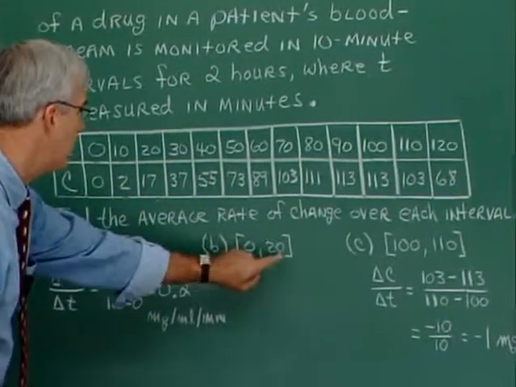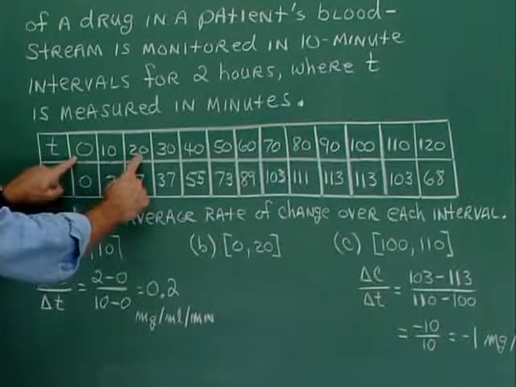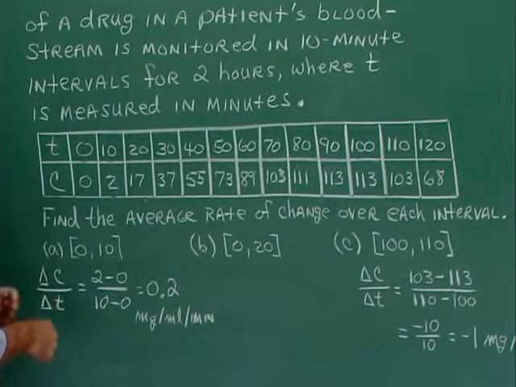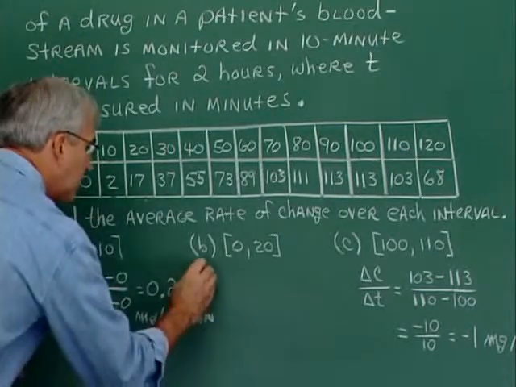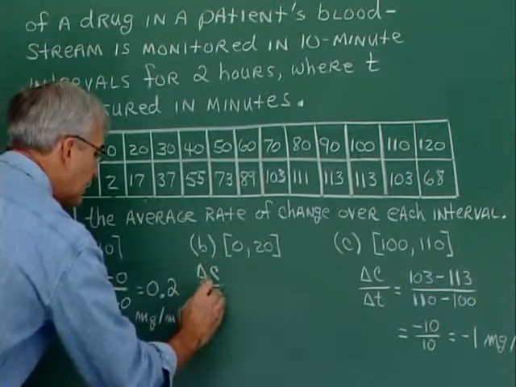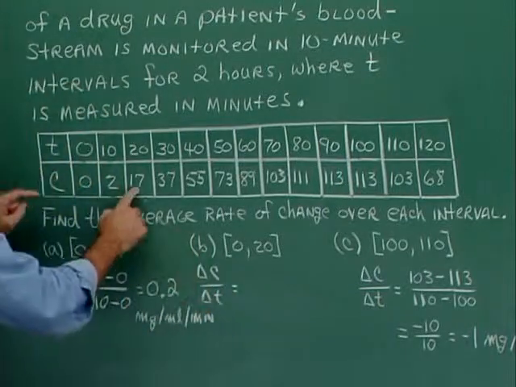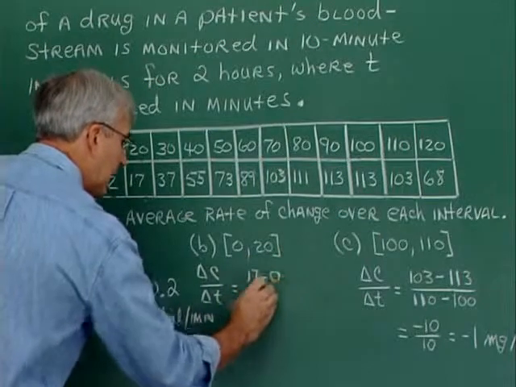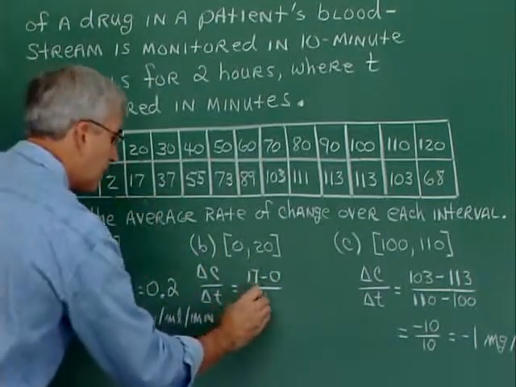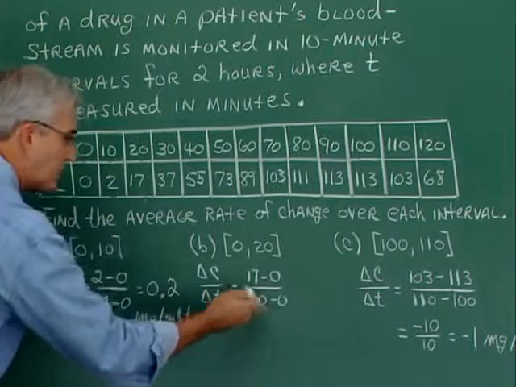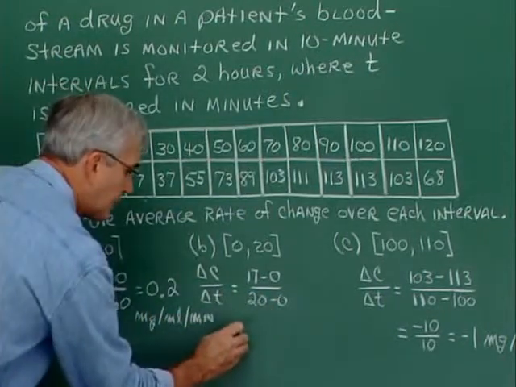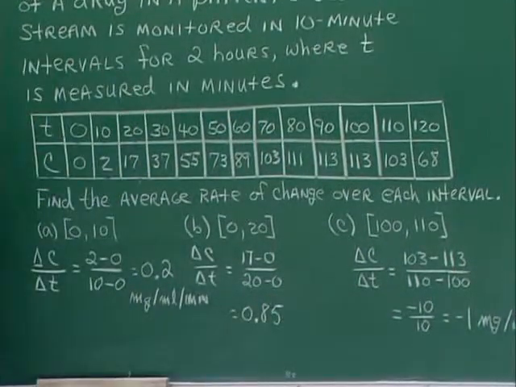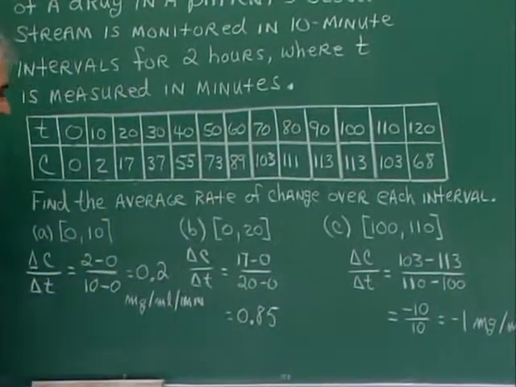For this interval from 0 to 20 minutes, you see we have a change in concentration from 0 to 17. So again, we set up our idea of delta C over delta T. The change in concentration is 17 minus 0, and the change in time is 20 minus 0. And so it's 17 over 20, and that turns out to be 0.85. And again, it's 0.85 milligrams per milliliter per minute.